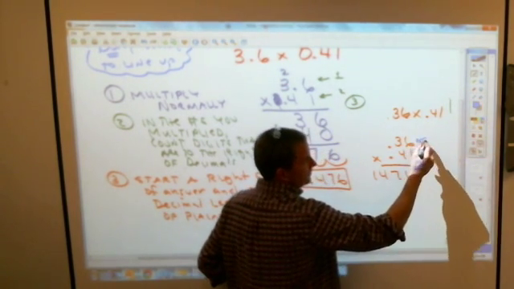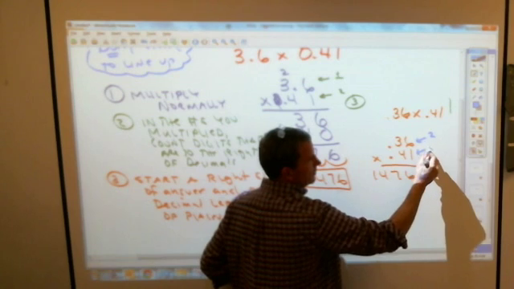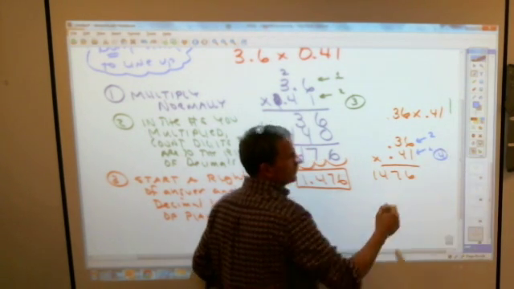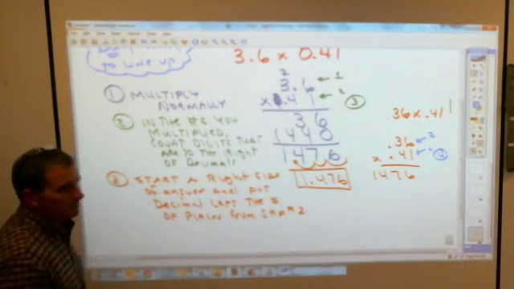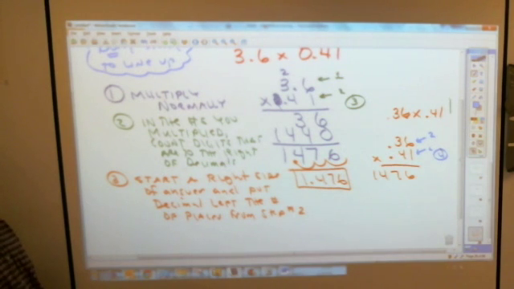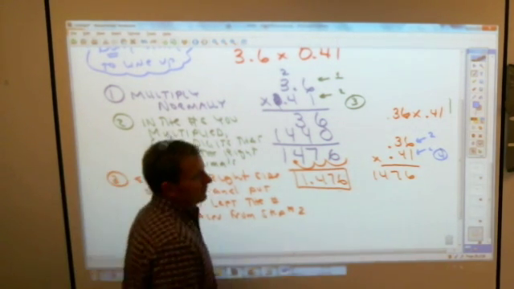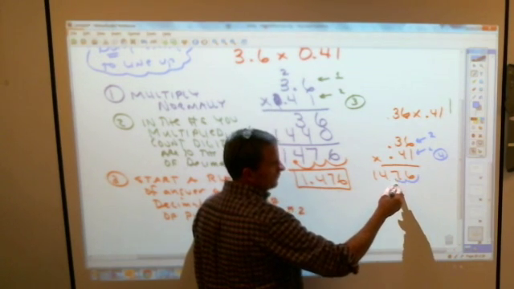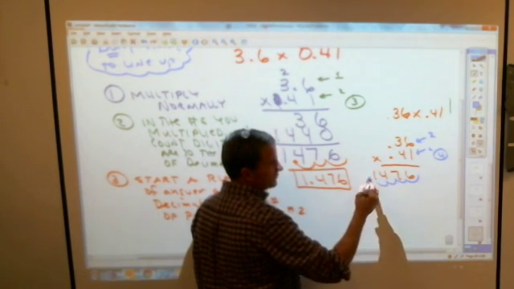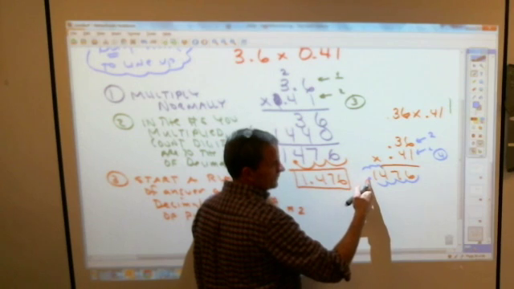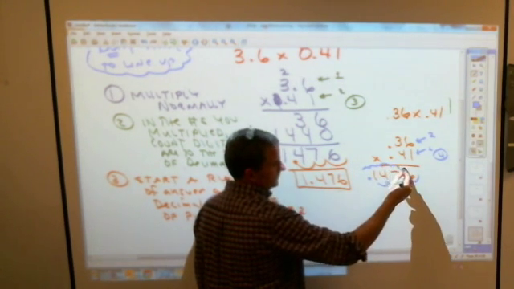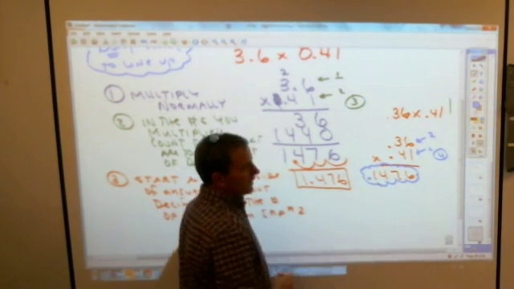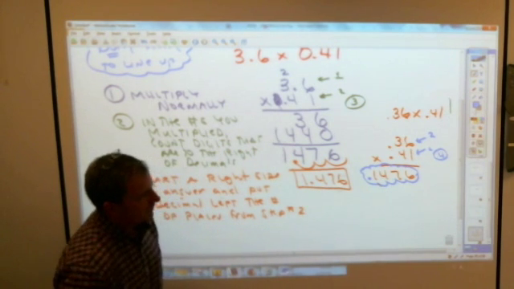Well, I count decimal places. Now this is 2 and this is also 2 for a grand total of 4. So where in my answer is my decimal going to go? Kate? Before the 1. Right. You start at the right and come back 4 places. 1, 2, 3, 4. Common mistakes I see people make is they start at the left and go to the right. That does not help you out. You have to start at the right and go back.